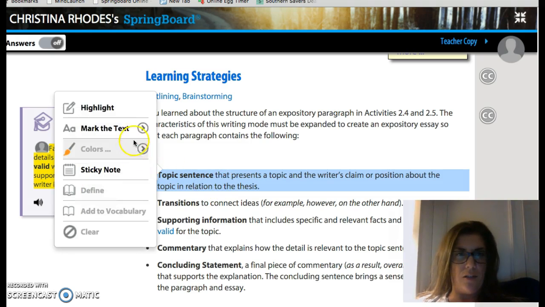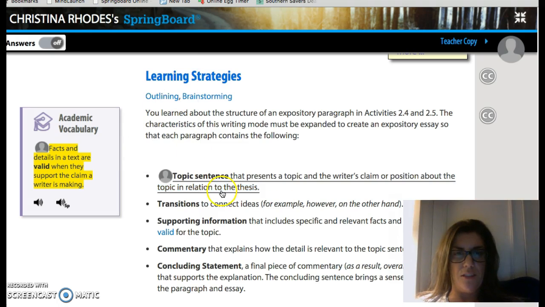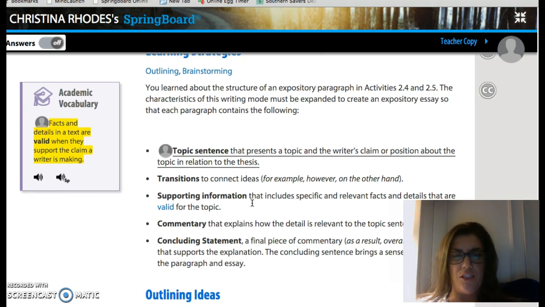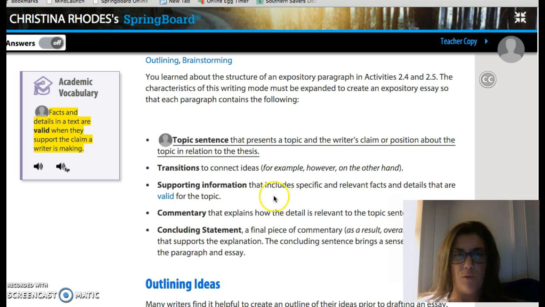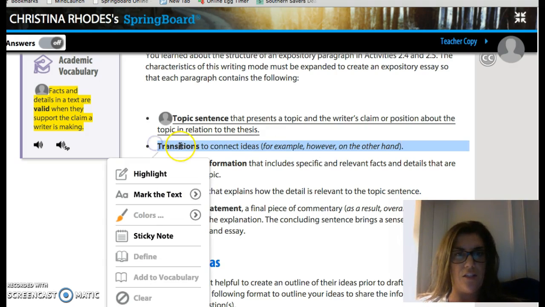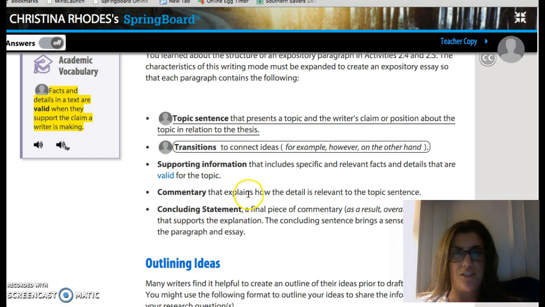In your book, please underline topic sentence. You need a topic sentence. Then you need transitions. We've talked about transitions before. You need to connect the ideas. For example, however, on the other hand, in the beginning, in conclusion, please circle transitions. You need transitions in your writing.